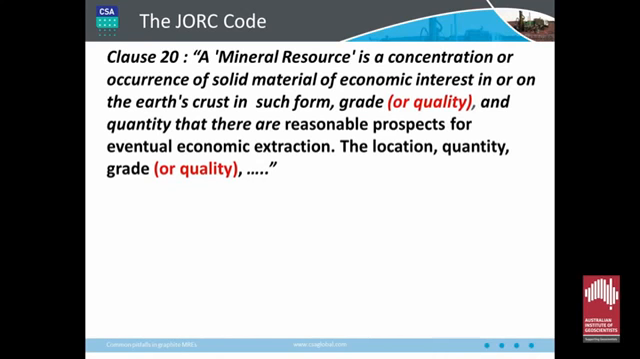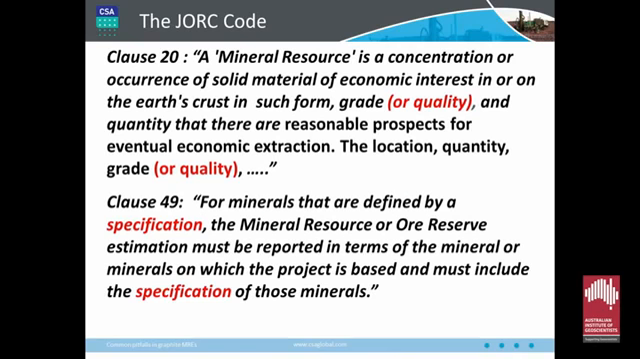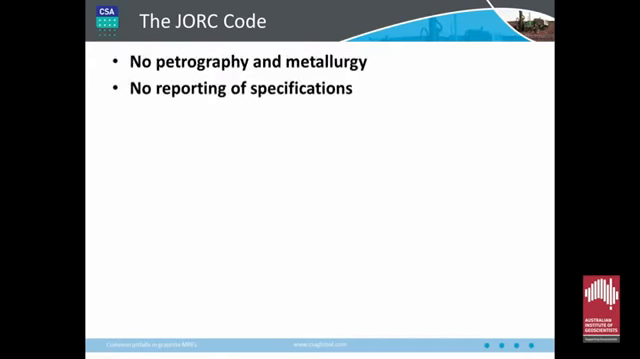Obviously, we've got clause 20 that defines a mineral resource, and for graphite, what's of interest here is the quality. So grade or quality. And then clause 49, the important one for industrial minerals, specification. So specification is critical. So our first pitfall is when you see mineral resources reported with no petrography and no metallurgy, and where there's no reporting of specifications. So in our view, that is not a mineral resource.